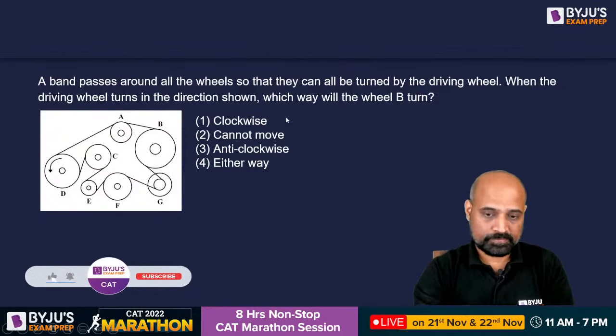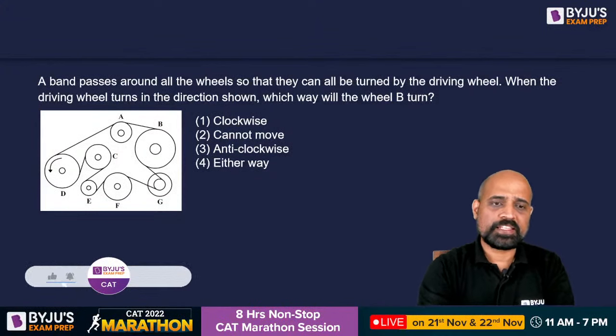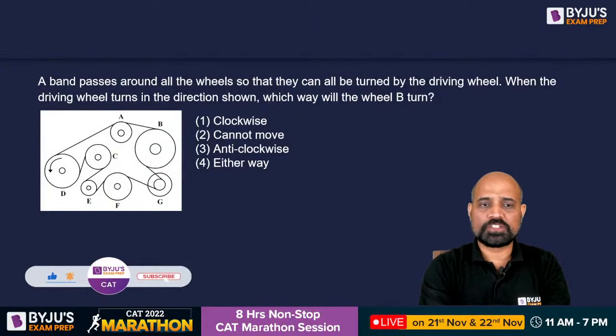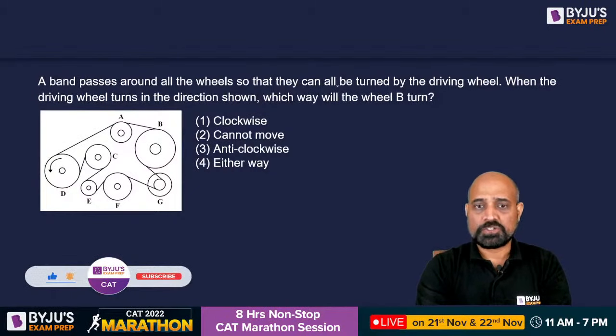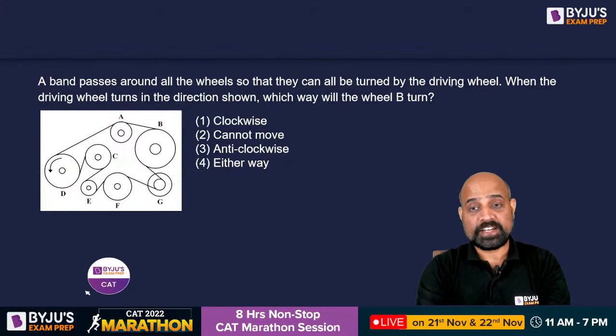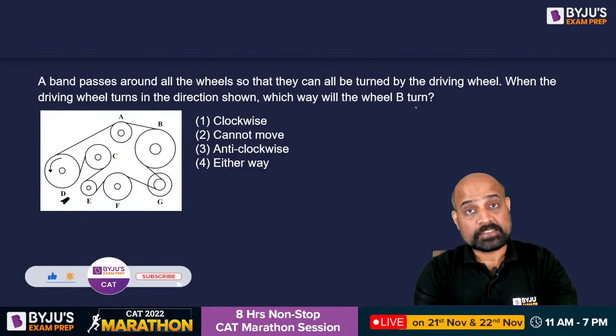Okay. Another, visual reasoning. It's given that a band passes around all the wheels. The wheels are given as A, B, C, D, E, F, G, so that they can all be turned by the driving wheel. The arrow is given. When the driving wheel turns in the direction shown, so this is D, this is the driving wheel. Which way will the wheel be turned?